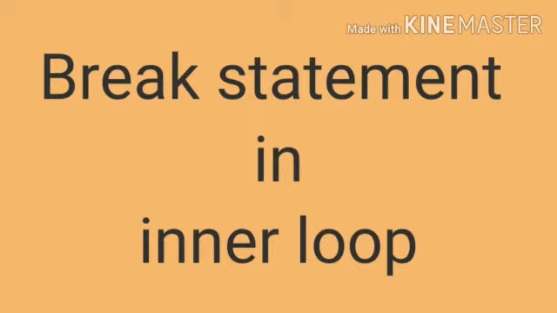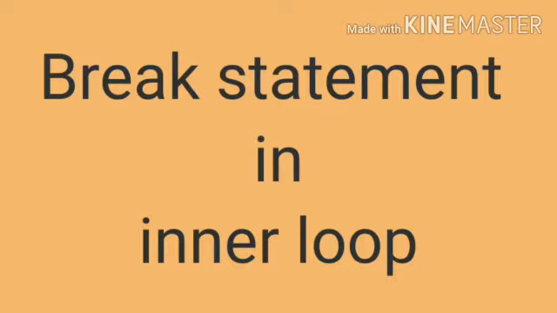Break statement in the inner loop. When we use the break statement in a nested loop, the break statement will only break out of the innermost loop and doesn't affect the outermost loop. For example, if we take the CTR loop and inside the CTR loop there is a J loop, and inside the J loop there is a condition to come out, that is a break statement. When the break statement is executed, it will come out of the J loop but not the CTR loop. So the CTR loop will continue as it is.